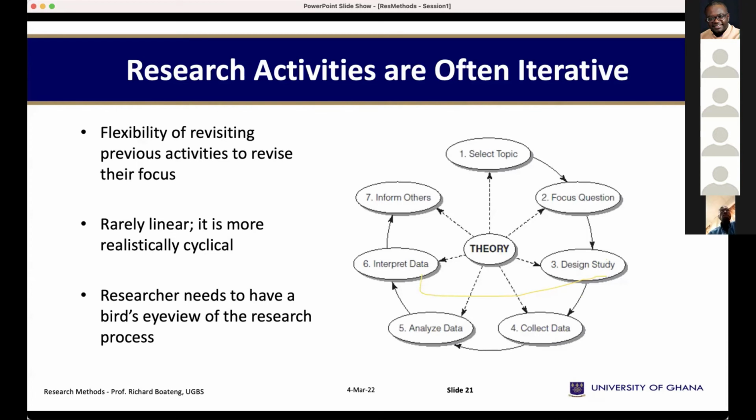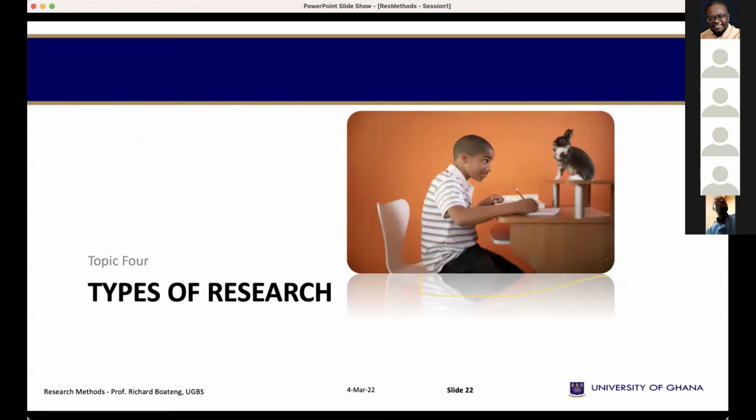Okay. Any question on the research activities and the research process? Okay, I think there's a hand here and there's a chat in here. Oh, but can you show slide 19 again? Yes, I can show slide 19 again.